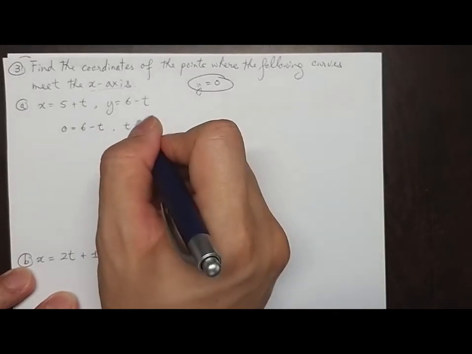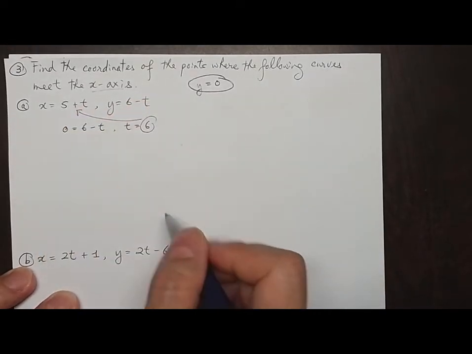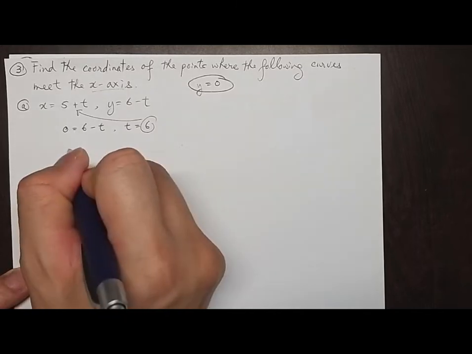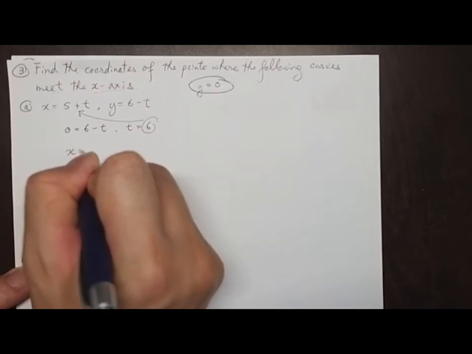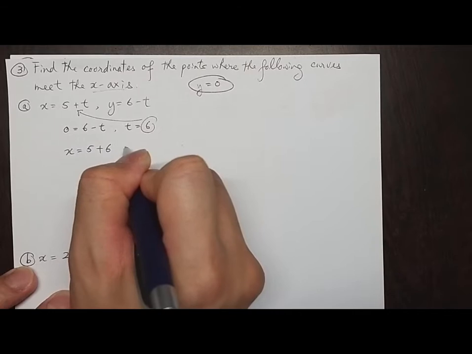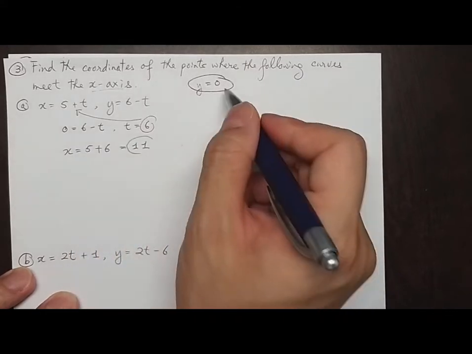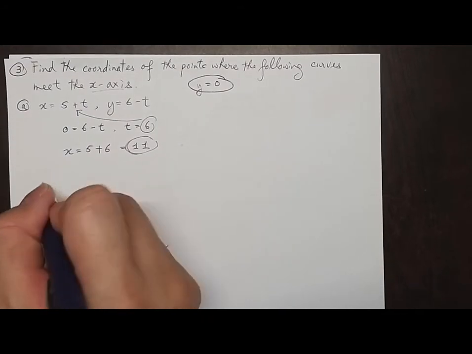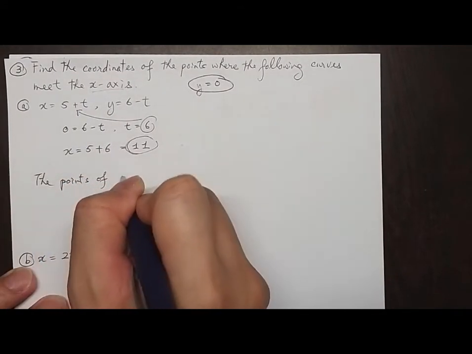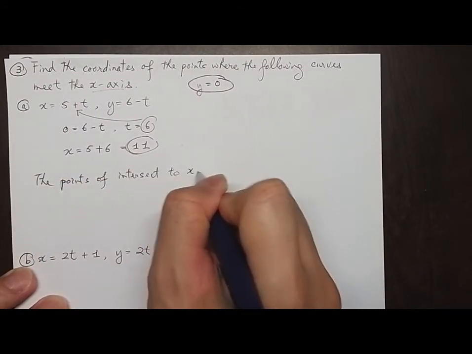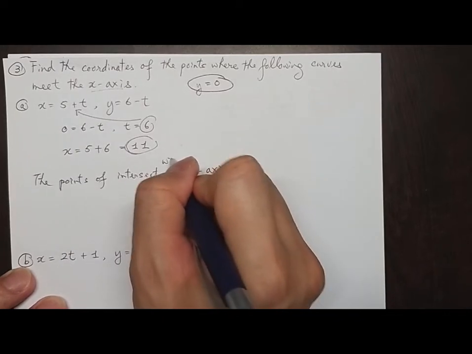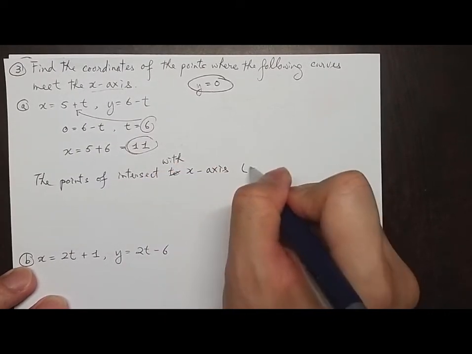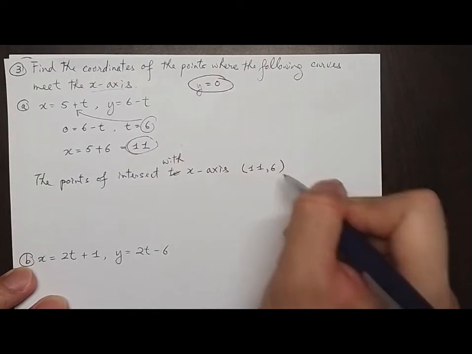And we substitute t equal to 6 into this equation. We got x equal to 5 plus 6 is equal to 11. So when y equal to 0 and x equal to 11, that means the point of intersection with the x-axis should be 11 and 0.